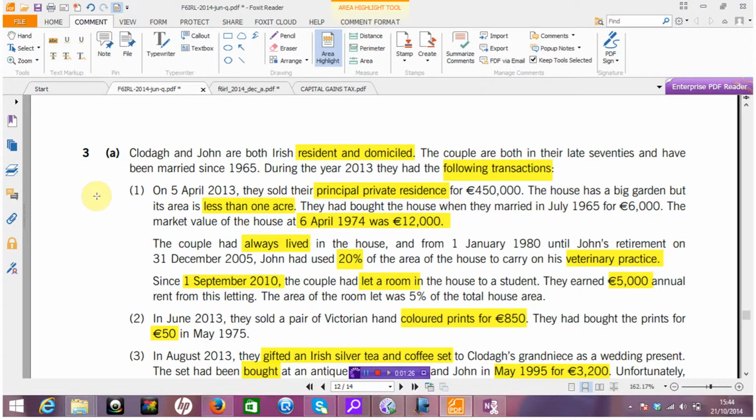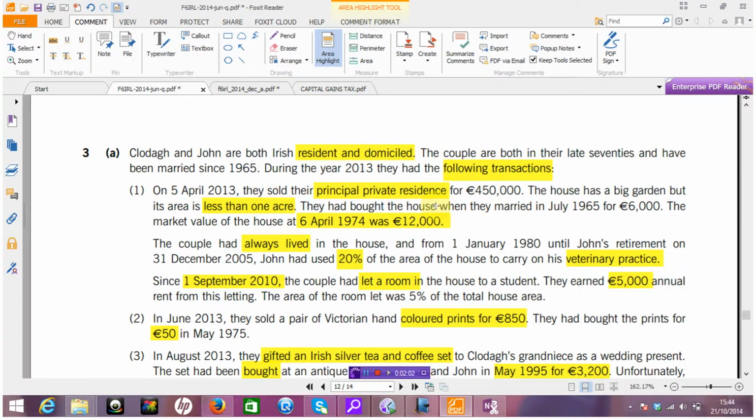Okay, so this first transaction they've made, it looks as if it relates to their principal private residence. We should remember from our studies that a PPR can be exempt from capital gains tax, subject to a set of given parameters and rules. We'll see within the answer to this particular section that a large proportion of this particular gain is in fact exempt.